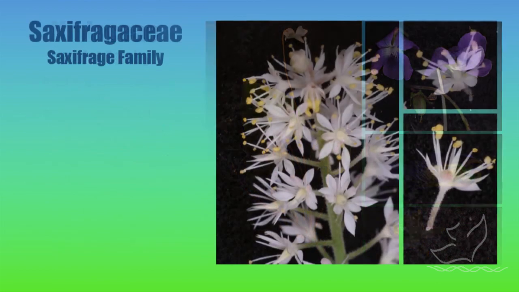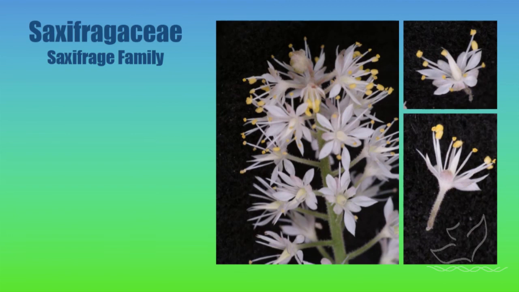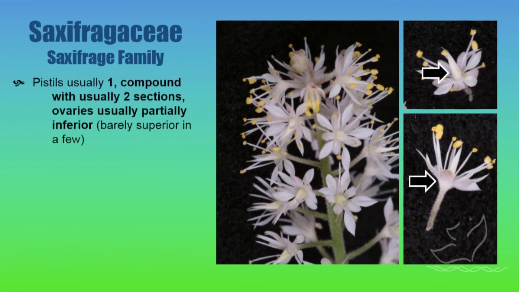Next family, Saxifragaceae, or Saxifrage family. Again, it has a single compound pistil, and this usually has only 2 sections in it. The ovaries are usually partly inferior, or sometimes there are a few cases where they're actually just barely superior. But what we have going on here is there is a floral cup that wraps around the lower part of the ovary, but not all the way to the top.